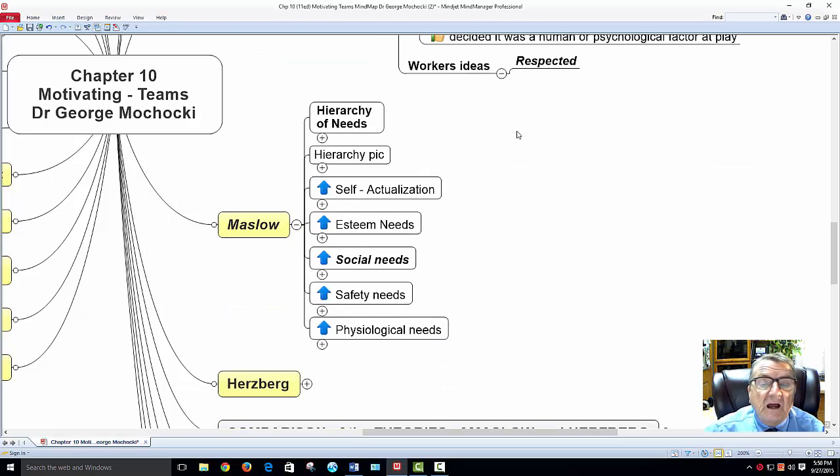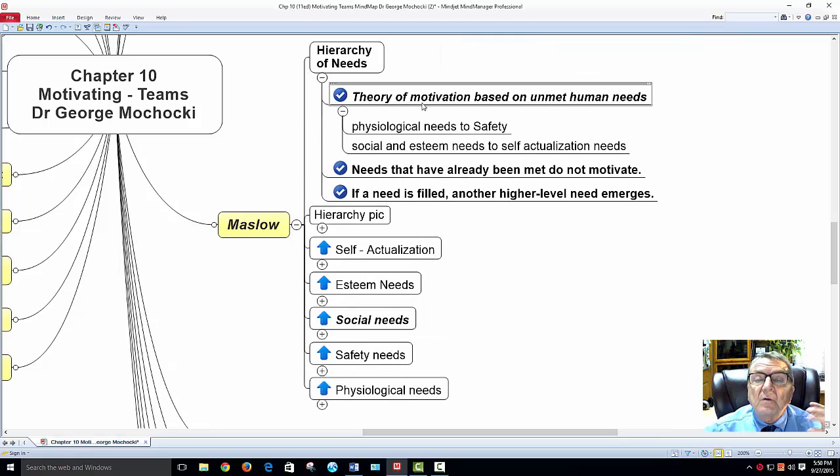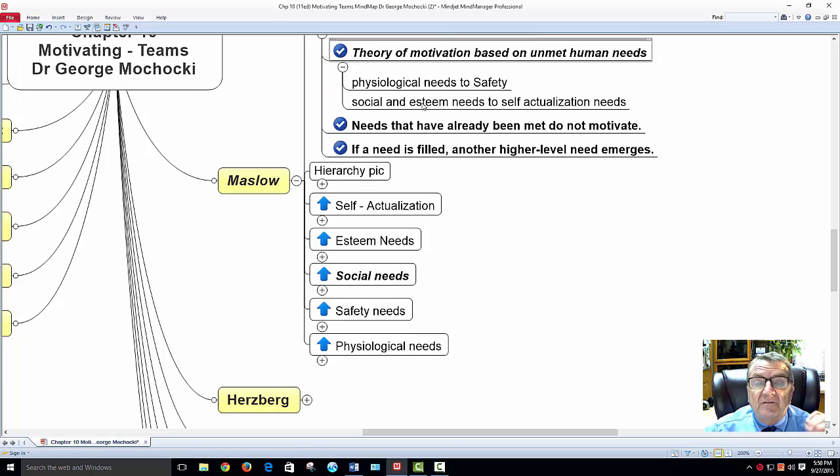Okay, so now adding on to that, Maslow came along with the hierarchy of needs. The theory of motivation is based on unmet human needs, from physiological needs to safety, social and esteem needs, to self-actualization. Needs that have already been met do not motivate. So once I take care of my basic needs, I go up to the next need, which would be belonging, socialization, and now I'm in a group. I met that, and it's no longer a motivator.